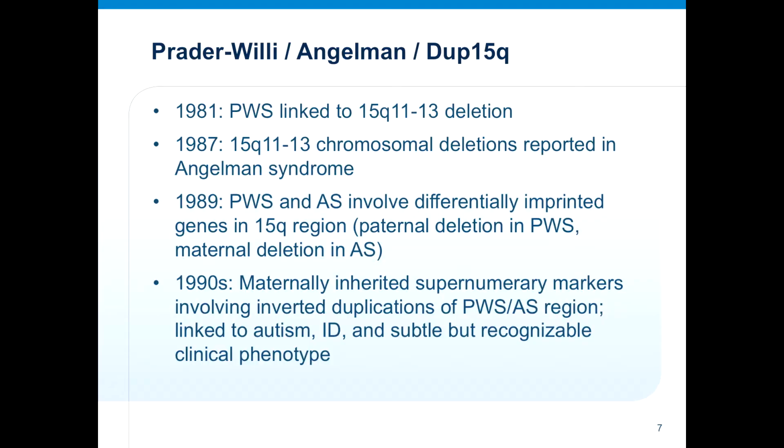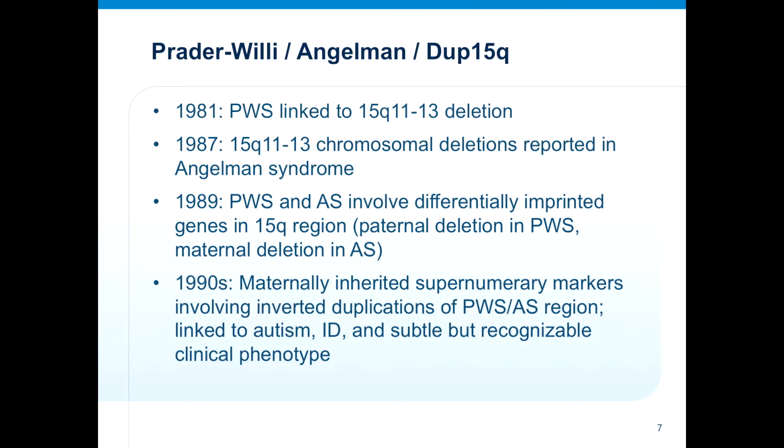So in 1981, Prader-Willi was linked to the region of chromosome 15q, the 15q11-13 region, and in 1987, these same deletions were reported in Angelman syndrome, and this created all sorts of consternation and wringing of hands. How can you have two such distinct clinical syndromes, and they're both associated with a deletion? And then by 1989, it was clear that this was a region of the genome affected by imprinting, so that you had maternal and paternal deletions resulting in different characteristics.